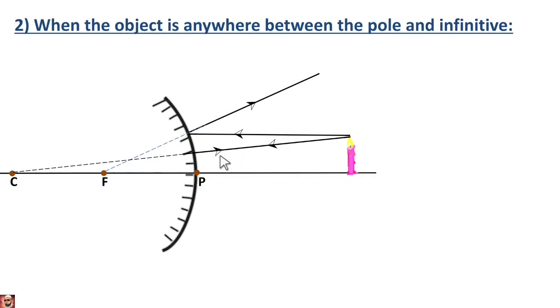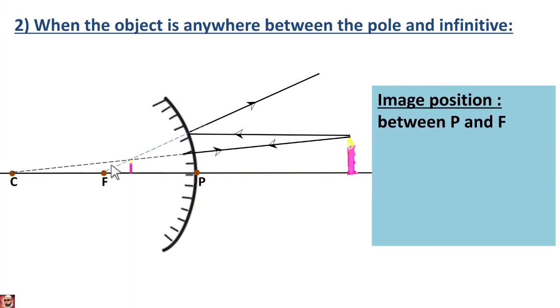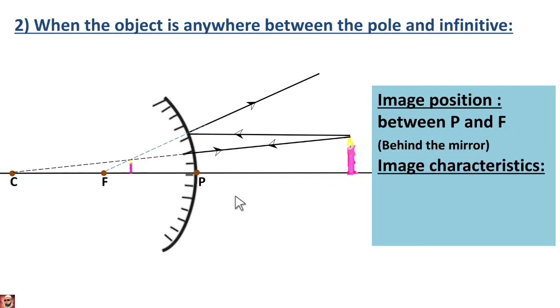Here you can see that the reflected rays are meeting inside here. This is the point where they are meeting, so the image is formed here. You place the object anywhere between the pole and infinite, and you will get the same ray diagram. So where is the image position? The image position is between P and F, pole and focus, which are behind the mirror. Characteristics: it is a diminished image, erect and virtual.